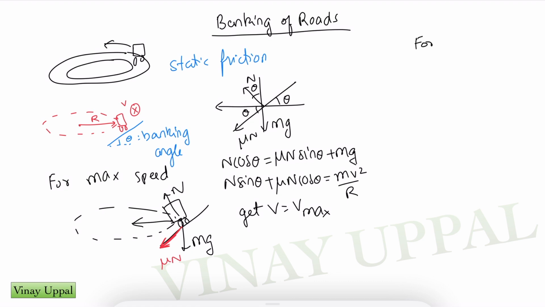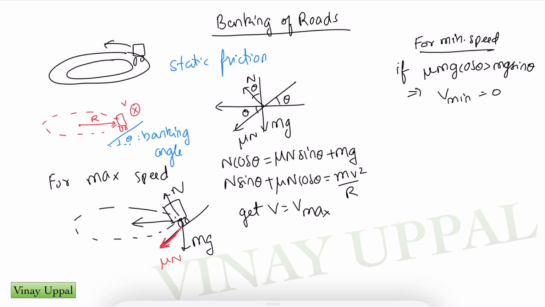And what about minimum speed? See, one thing is that if the coefficient of friction is large enough that mu mg cos theta is greater than mg sin theta, that means there will be no slipping in the downward direction. That friction is sufficient to balance out the component of gravity. That means for the minimum speed, basically the car can remain at rest. So the minimum speed will be 0.